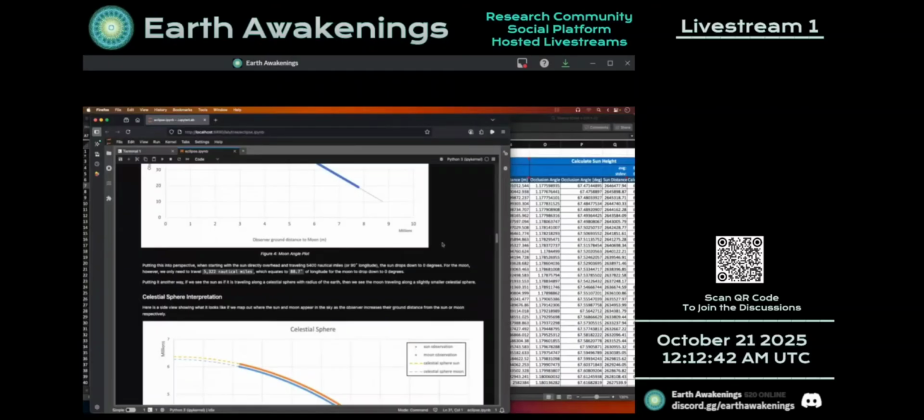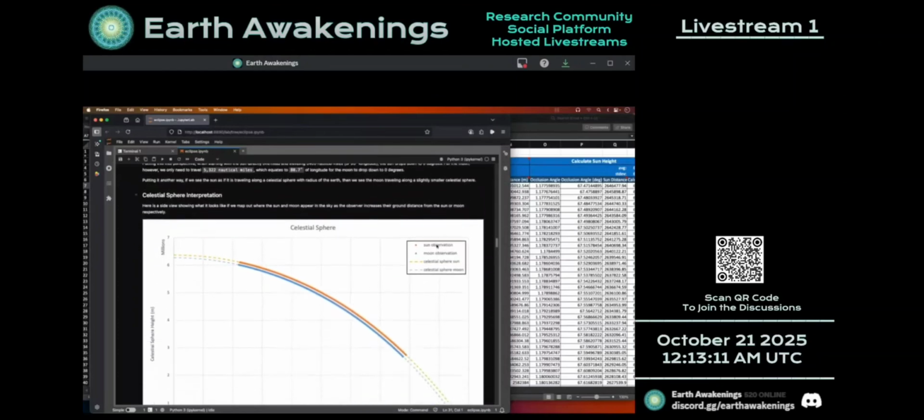So putting this into perspective, when starting with the sun directly overhead and traveling 5,400 nautical miles, or 90 degrees longitude, the sun drops down to 0 degrees. For the moon, however, we only have to travel 5,300 nautical miles, which equates to 88.7 degrees longitude, for the moon to drop down to 0 degrees. Putting it another way, if we see the sun as if it is traveling along a celestial sphere with the radius of the Earth, then we see the moon traveling along a similarly slightly smaller celestial sphere.